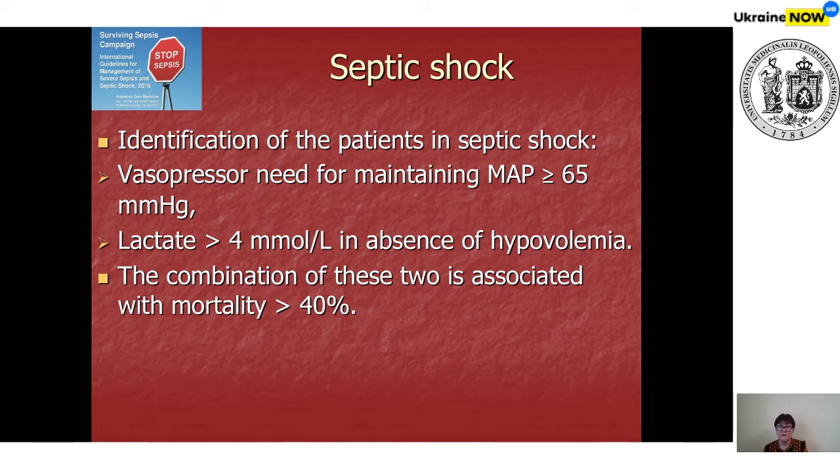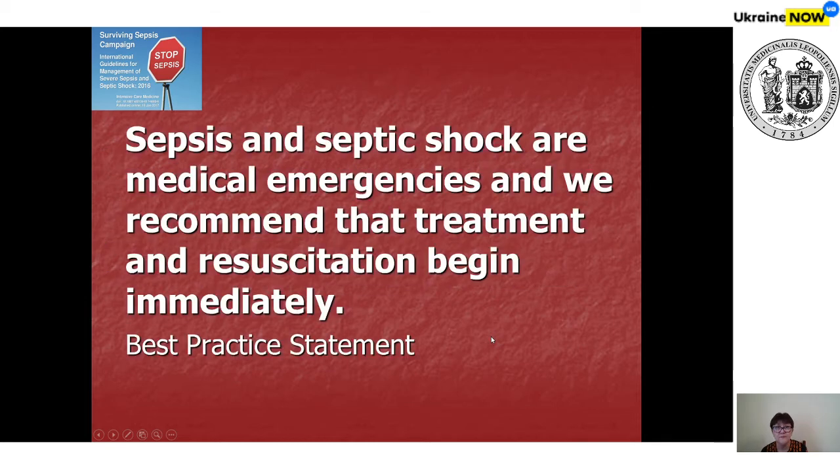Septic shock. Identification of patients in septic shock: vasopressor need for maintaining mean arterial pressure above 65 millimeters of mercury, and lactate level more than 4 millimoles per liter in the absence of hypovolemia. The combination of these two is associated with mortality of more than 40%.